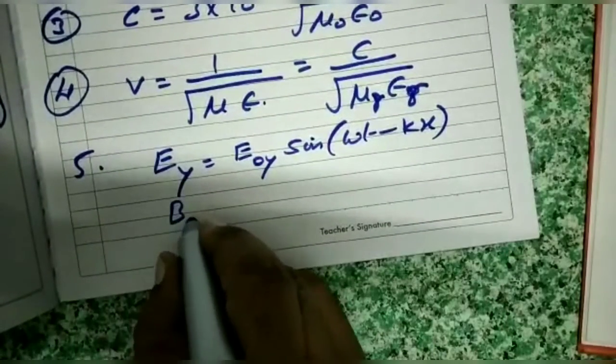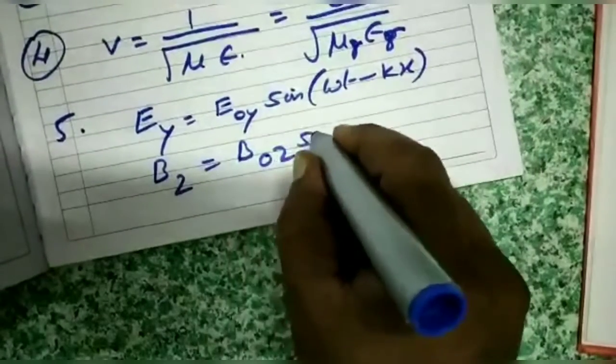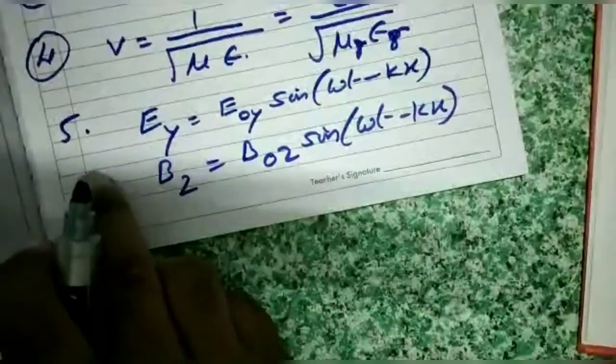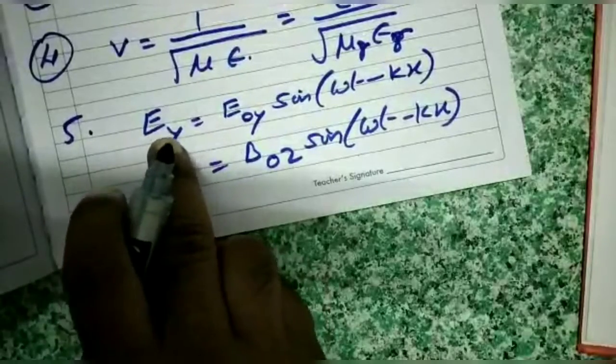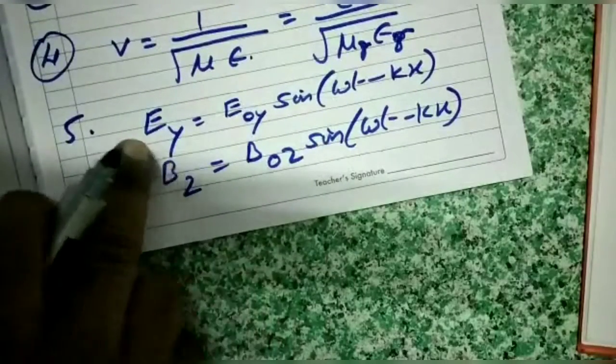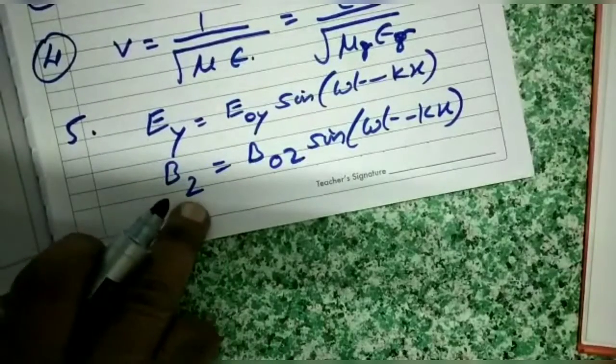Similarly, the magnetic field will be in the z direction, so Bz can be written as B0z sin(omega t minus kx). So in that way, both fields are space varying and time varying. And both are perpendicular again, because the electric field is in the y direction and the magnetic field is in the z direction.